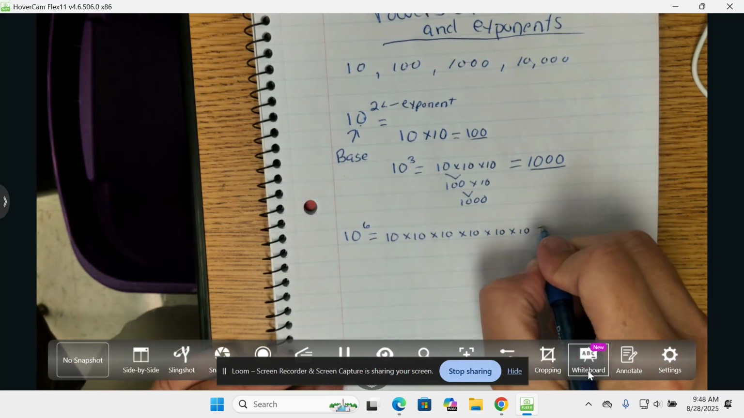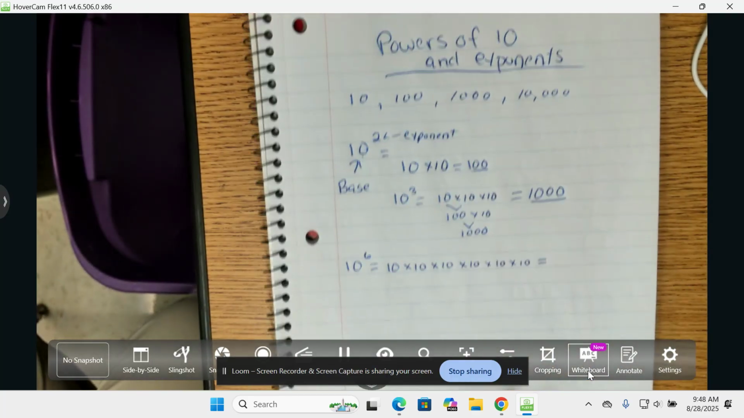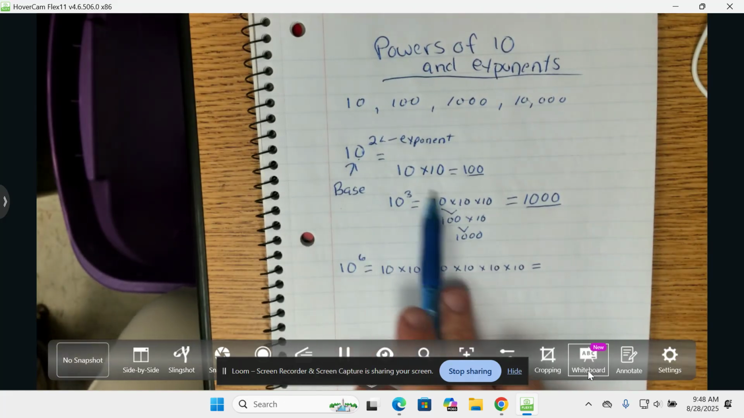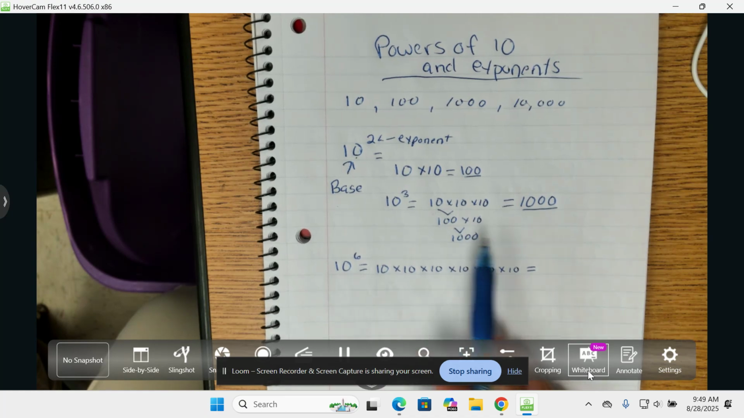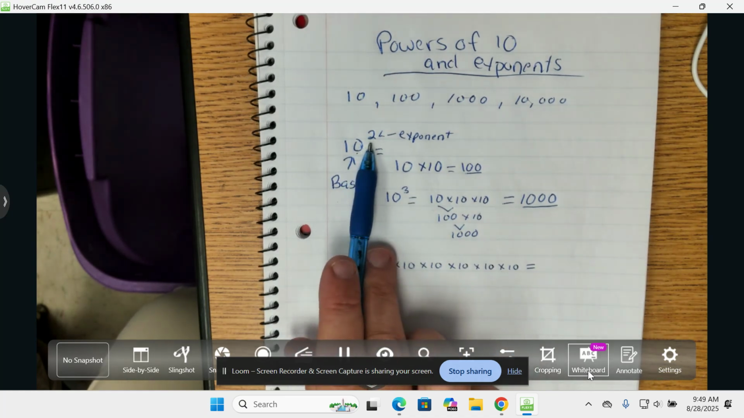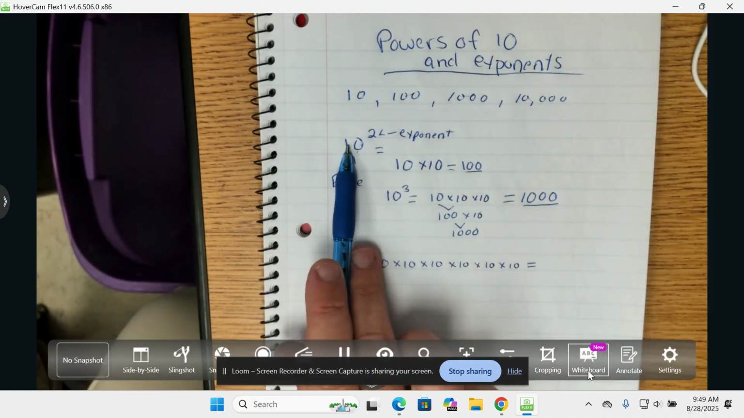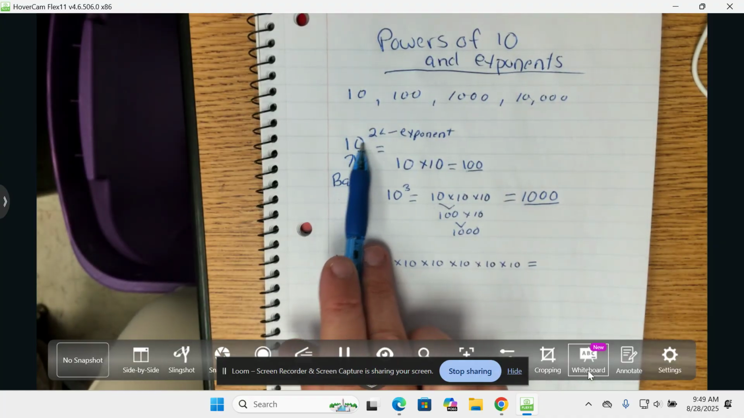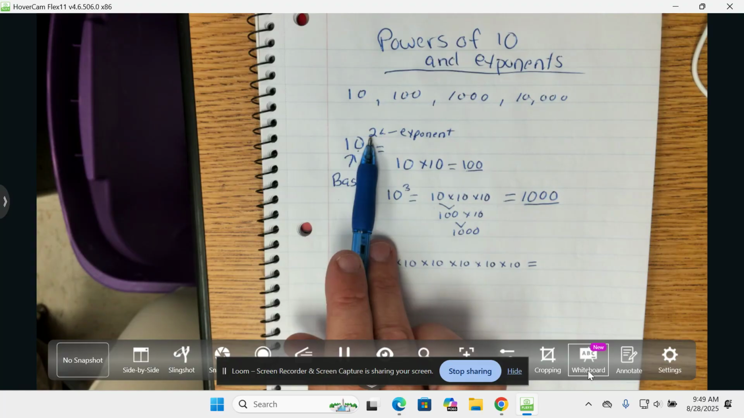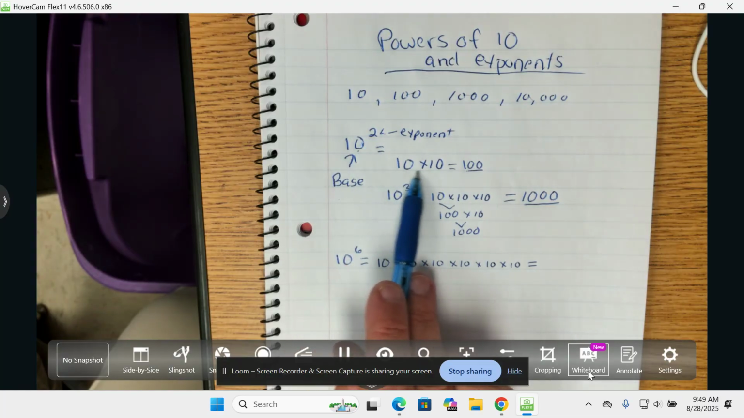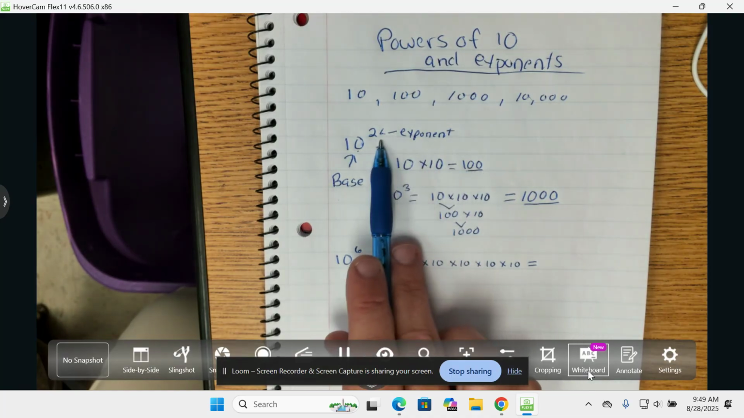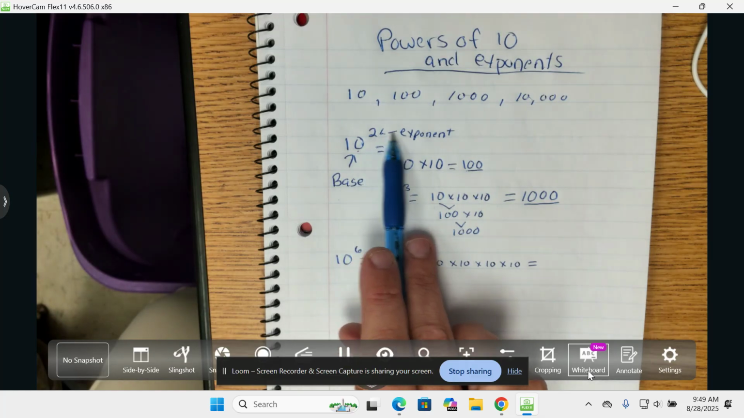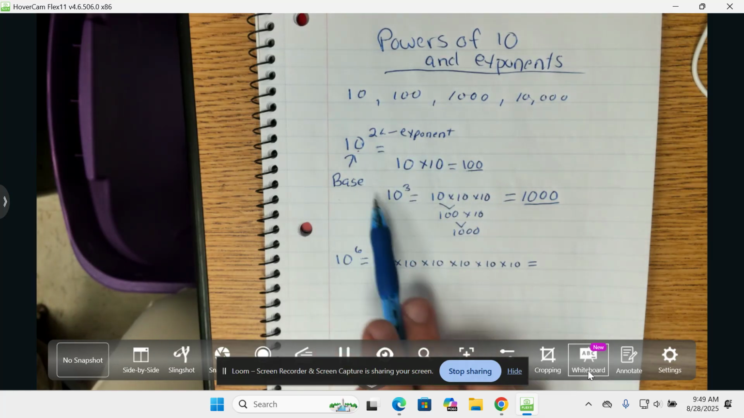Well, what would my answer be? If you've paid attention up here, do you see any shortcuts? Do you see any tricks or hints or things that we could maybe figure out? Well, if you look, when the base is a 10, and now this only works when the base is a 10, I have the 2 up here. Notice how many 10s there are. There are 2. But notice in your answer how many zeros there are. There are also 2. Do you think that's a coincidence? Or do you think maybe that's a pattern? I don't know. Let's check it out.